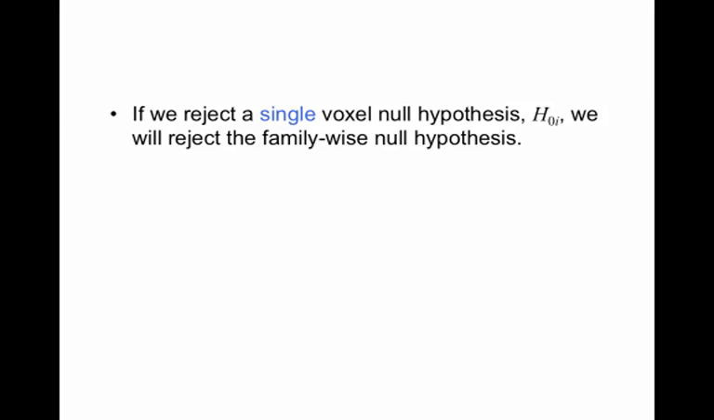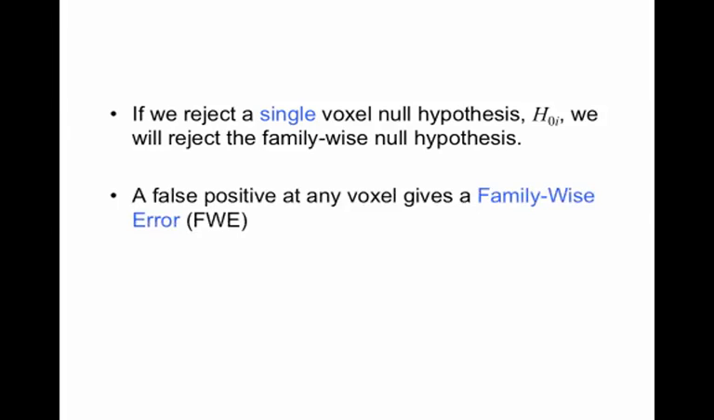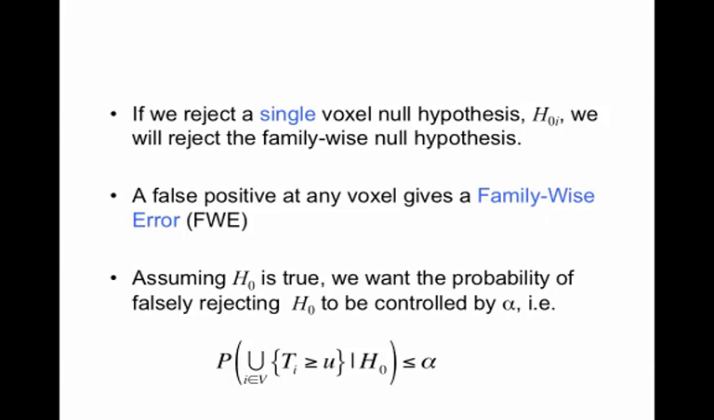So if we reject the single voxel null hypothesis H naught of i, we're going to reject the family-wise null hypothesis. So a false positive at any voxel will give rise to what's called a family-wise error. So assuming that the family-wise null hypothesis is true, we want the probability of falsely rejecting H naught to be controlled by some value alpha, say 0.05.